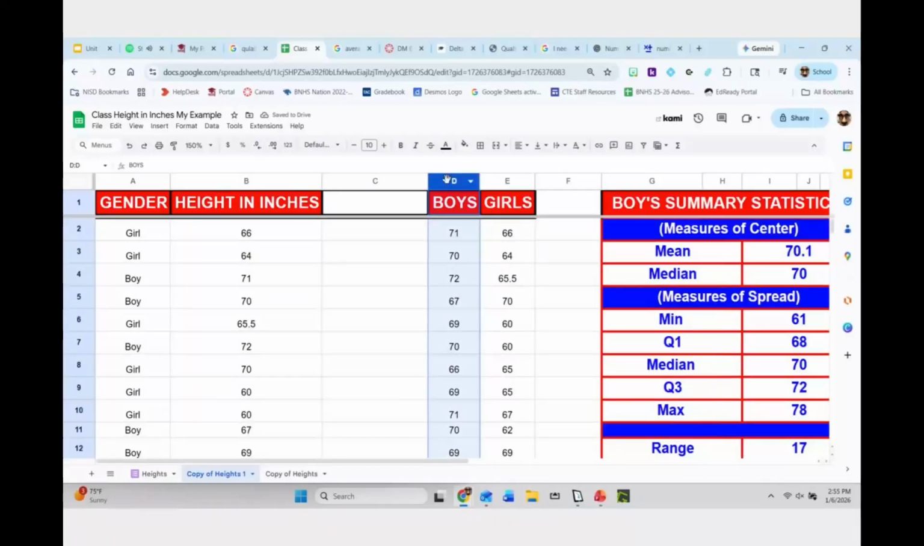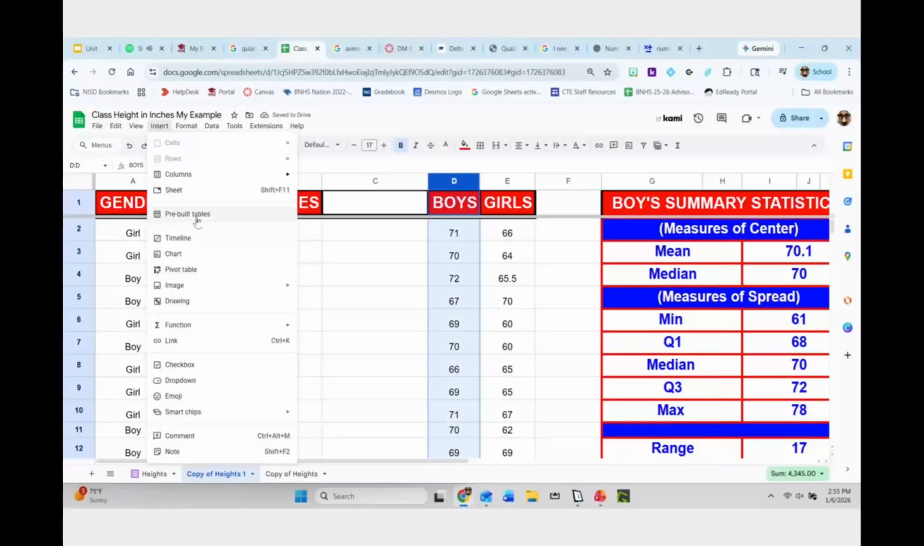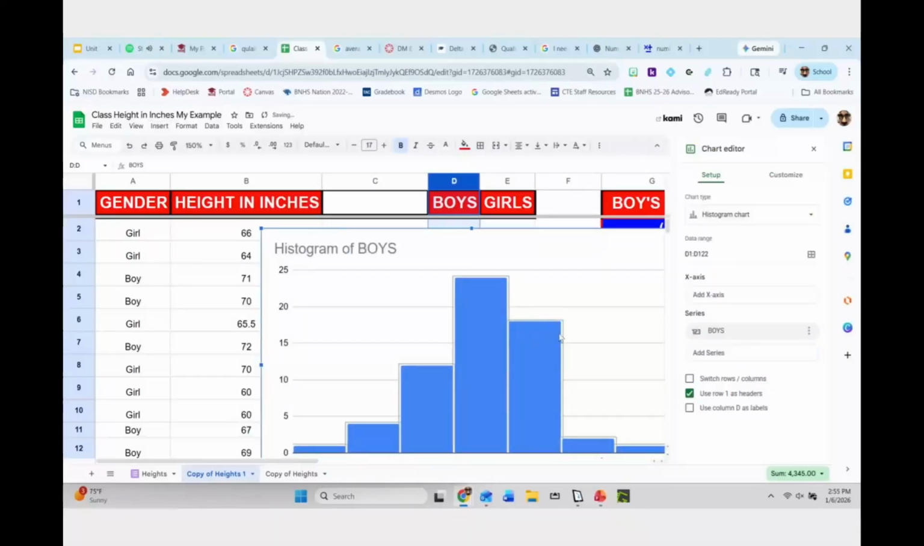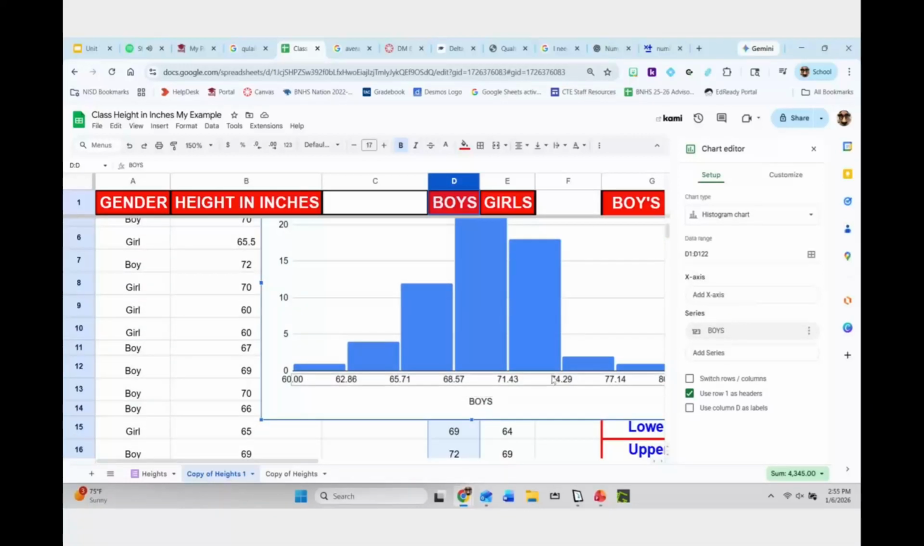I don't know where the rest of my graph went. Okay, let me go back and try this again. Insert chart. This is actually pretty good, and we should see that this is approximately symmetric.